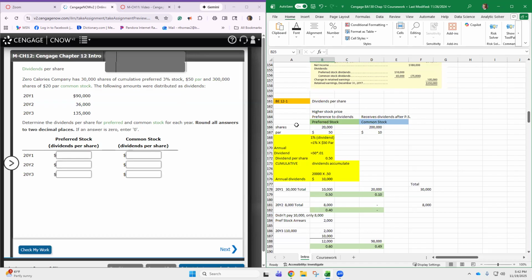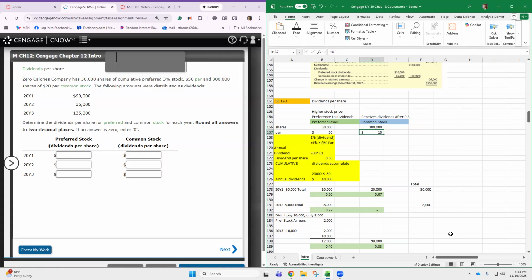So before we get all worried about what all that means, let's just put down how many preferred shares they have. They have 30,000 preferred shares of stock that are out there. They're in the hands of the shareholders, right? That's often called outstanding, shares outstanding. Their common stock, they've got 300,000 shares. Okay, so you might write down what your problem is telling you.